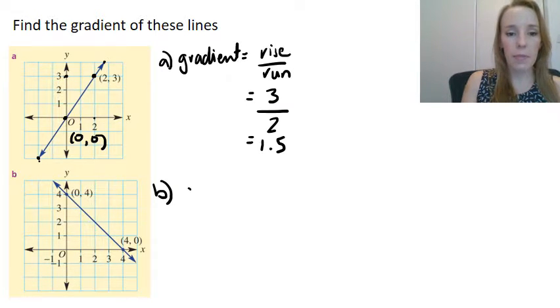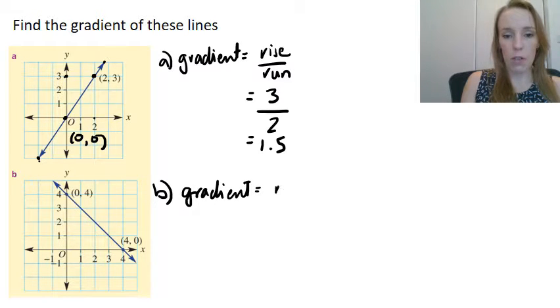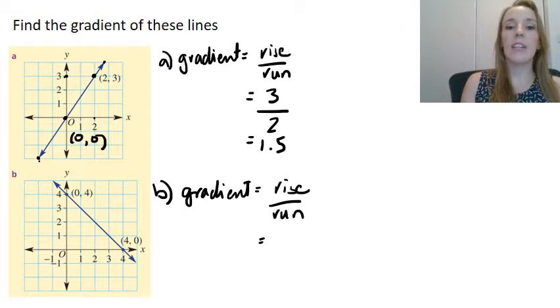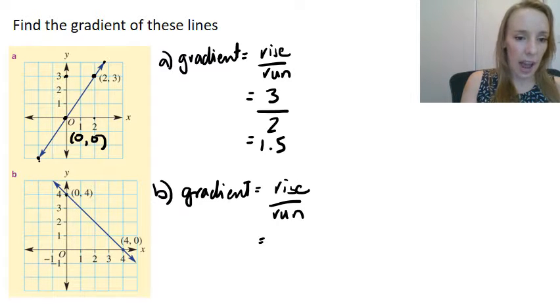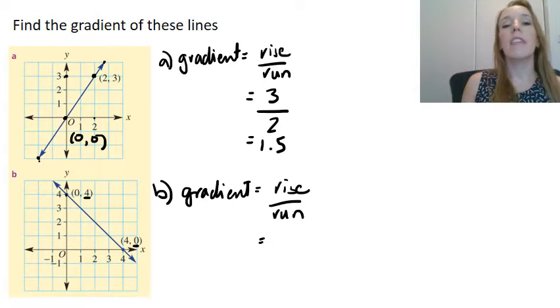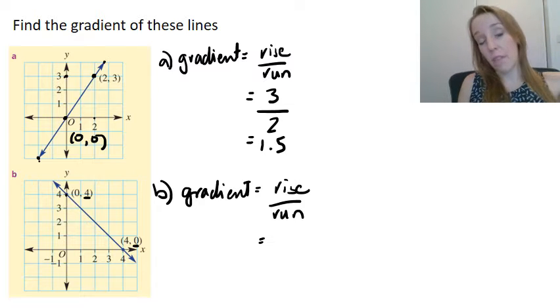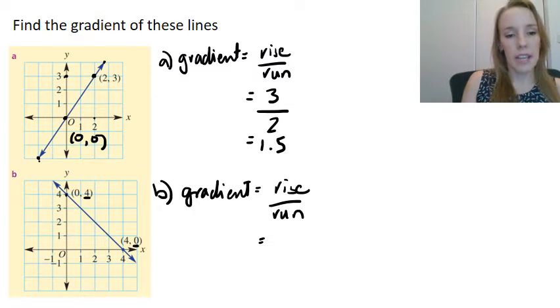So for B, gradient equals rise over run. Rise is our change in our y value when we move left to right. The point on the left, our y value was 4. The point on the right, our y value is now 0. So it's decreasing. So we're going to have a negative gradient on this one because it's decreased by 4.